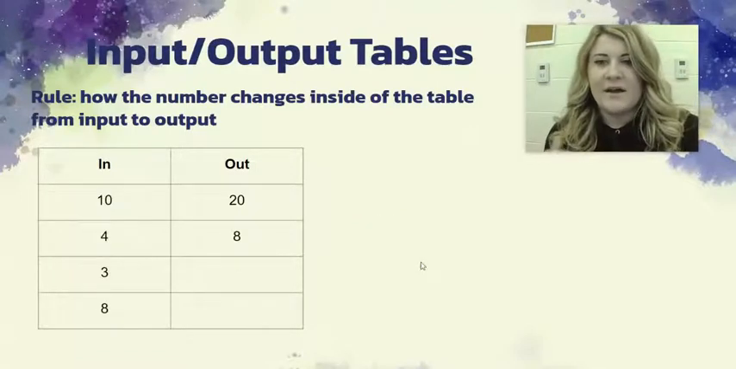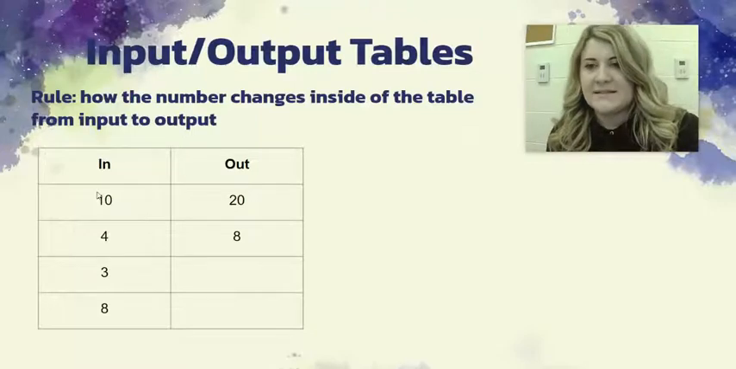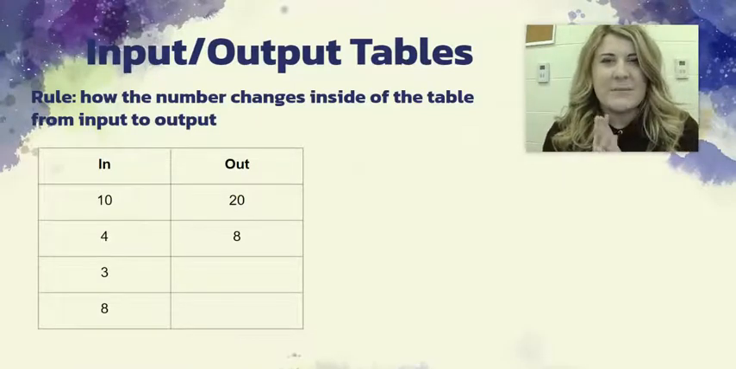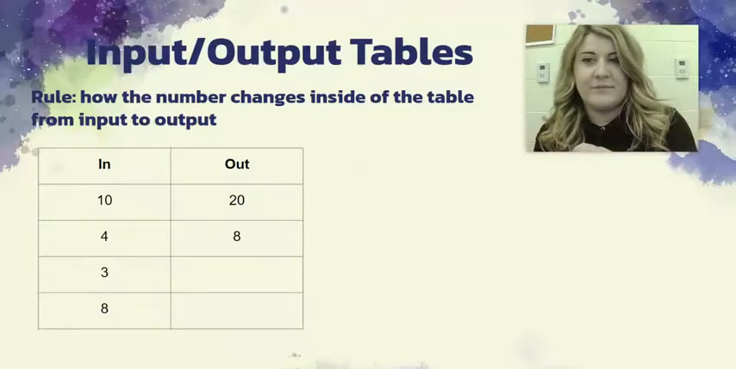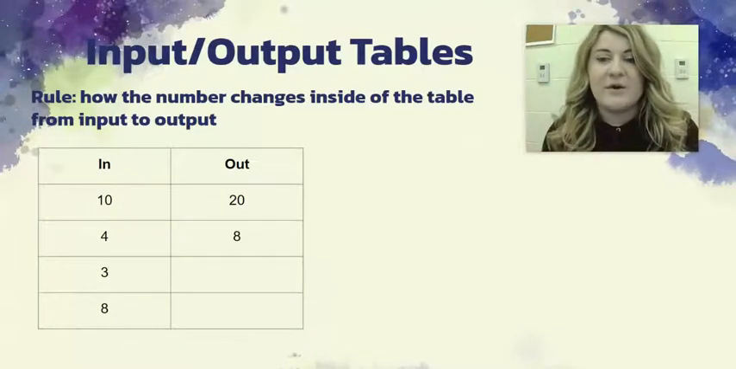Let's talk about another one. Here it's getting what? Bigger or smaller? They're going in as a 10, coming out as a 20. Going in as a 4, coming out as an 8. What's happening? Is it getting bigger or is it getting smaller? They're getting bigger. So it's going in as a 10 and coming out as a 20.